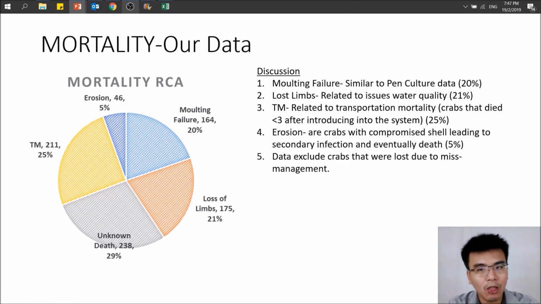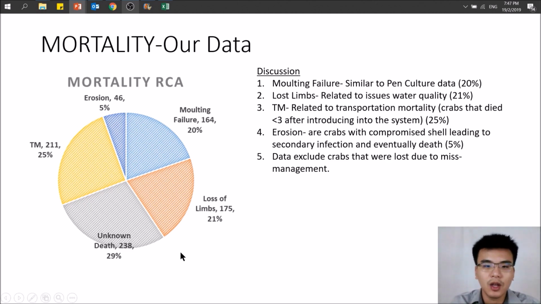So this is the mortality result that we had a while back. It's what we call mortality root cause analysis. Similar to the previous findings, molting failures account for about 20%. This is what we call the inherent molting failure that the crab faces when they're growing out in the system. However, there are also other subsets of reasons why the crabs are dying in the system.